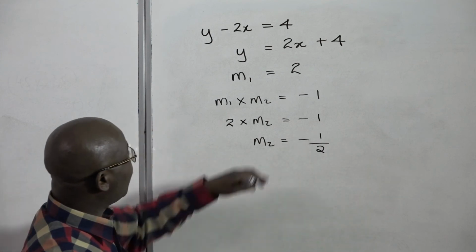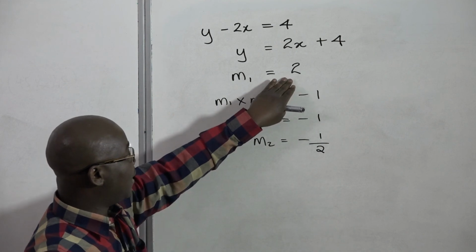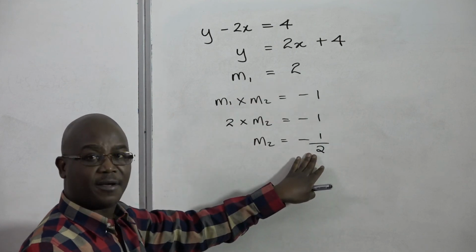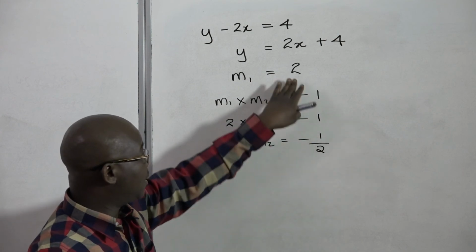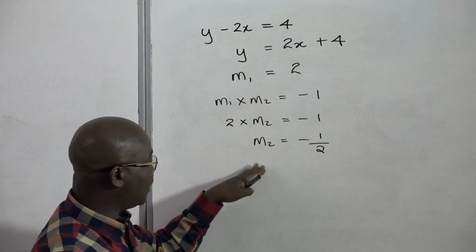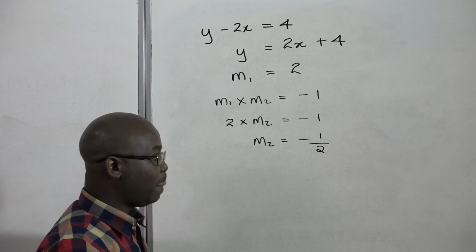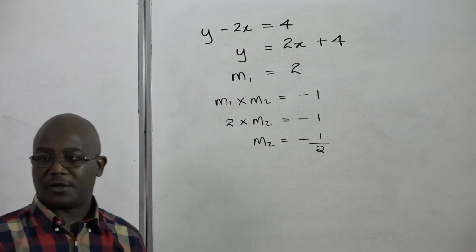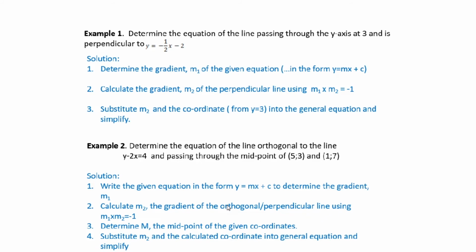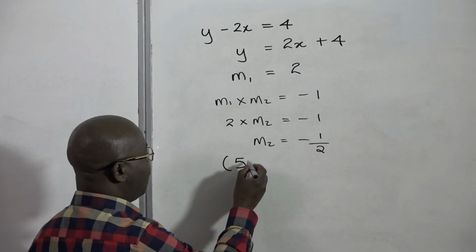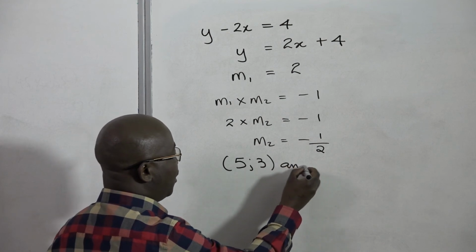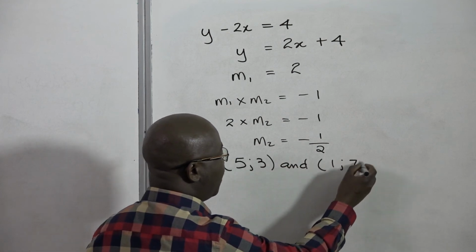So again, this was the gradient of the original line. This becomes the negative reciprocal of this number. Therefore, this qualifies to be the gradient of the new line. Then the next thing, we are given two coordinates, (5, 3) and (1, 7). So we are given (5, 3) and (1, 7).